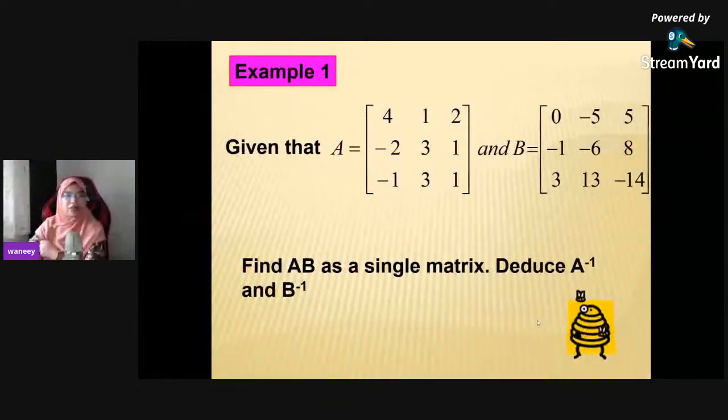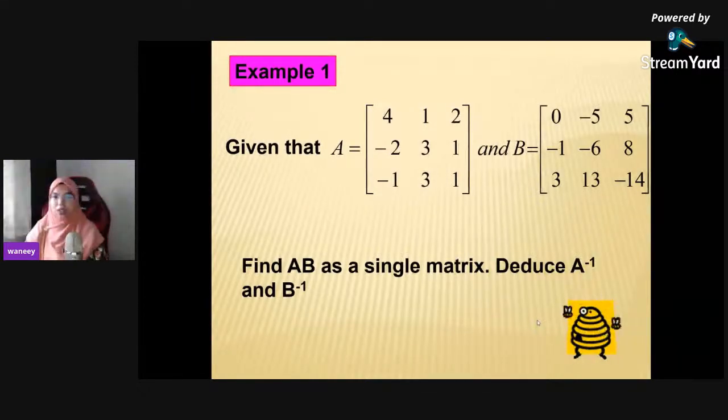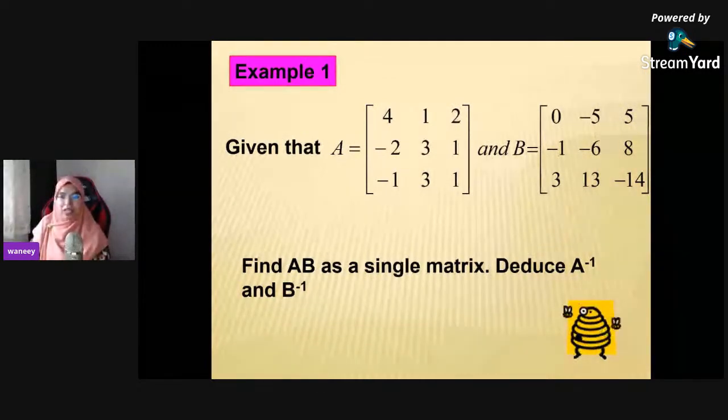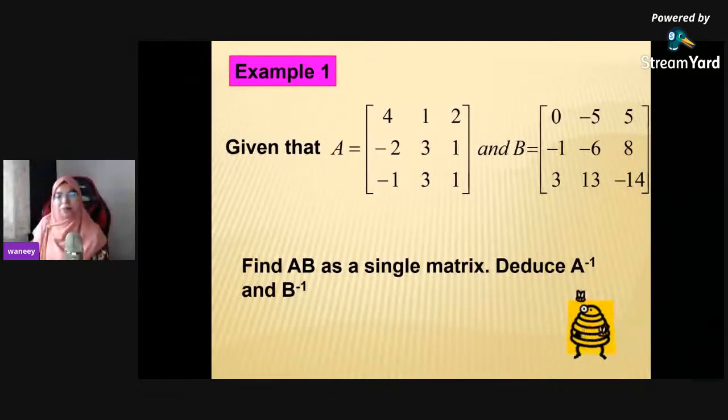Okay, so now given that A is 4, 1, 2, negative 2, 3, 1, negative 1, 3, 1, and B is 0, negative 5, 5, negative 1, negative 6, 8, 3, negative 13, negative 14. Find AB as a single matrix, deduce A inverse and B inverse.